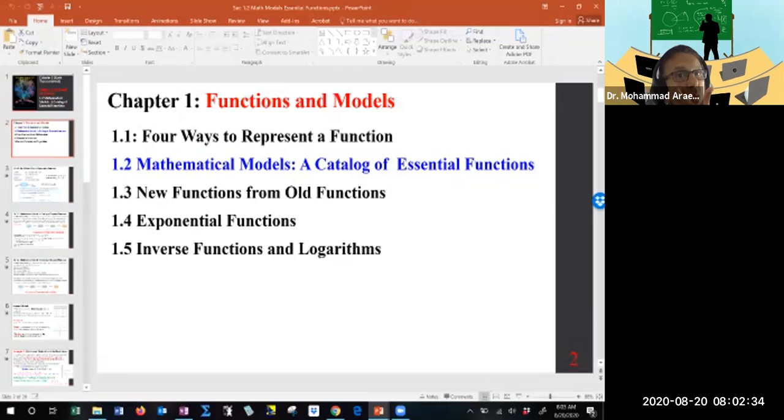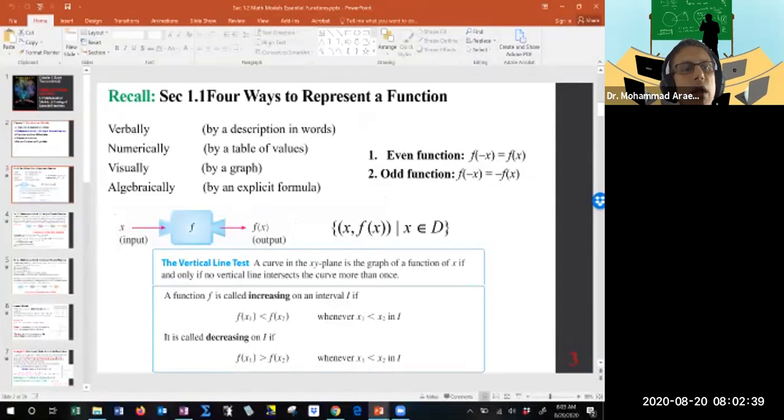We covered 4 ways to represent a function, and now we're going to move on. So what we did, 4 ways of representation: verbally, numerically, visually, algebraically. All of them were discussed.